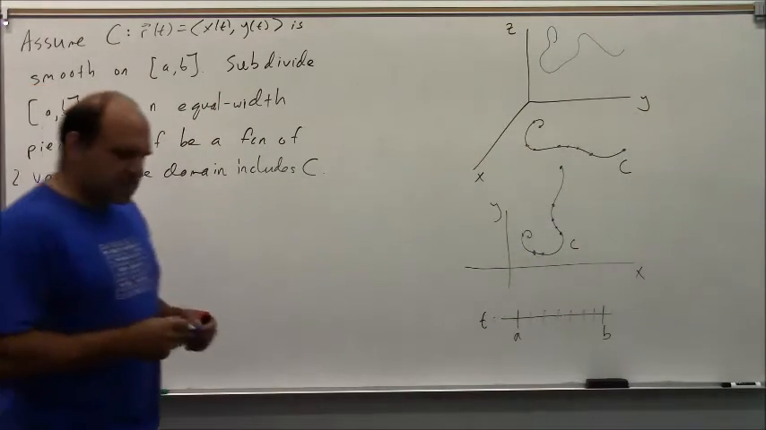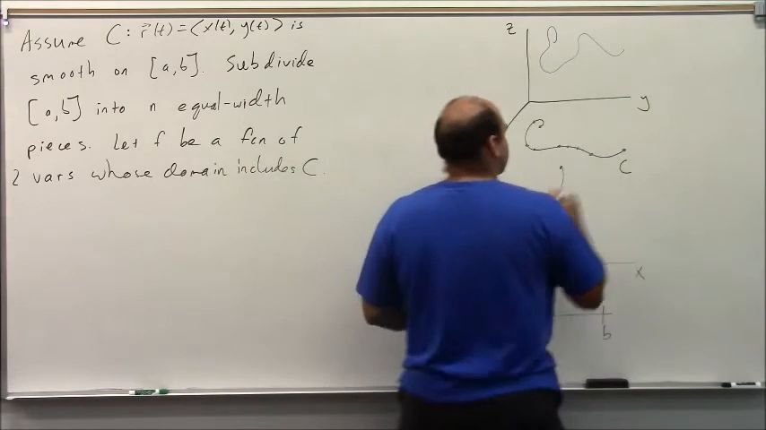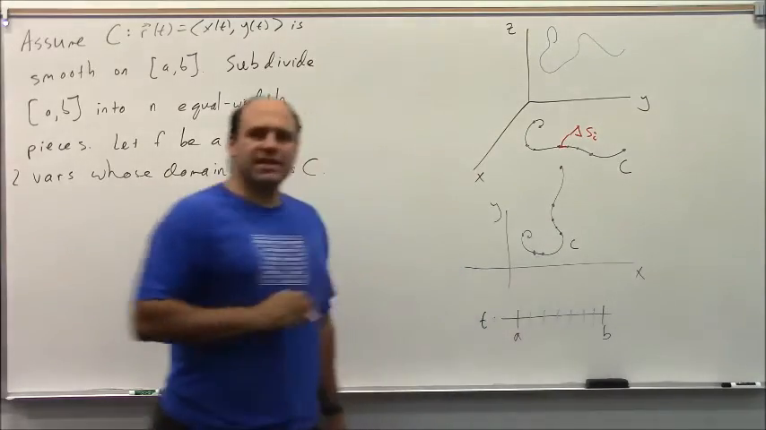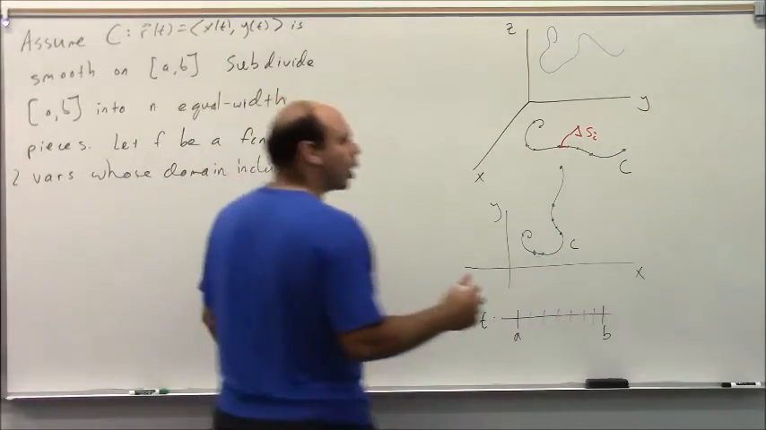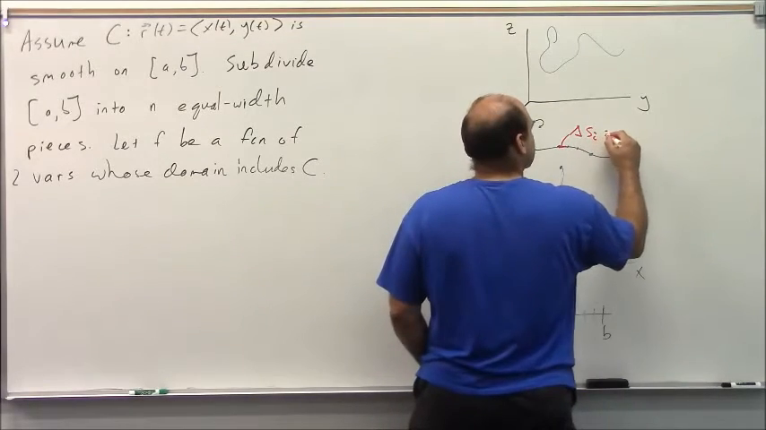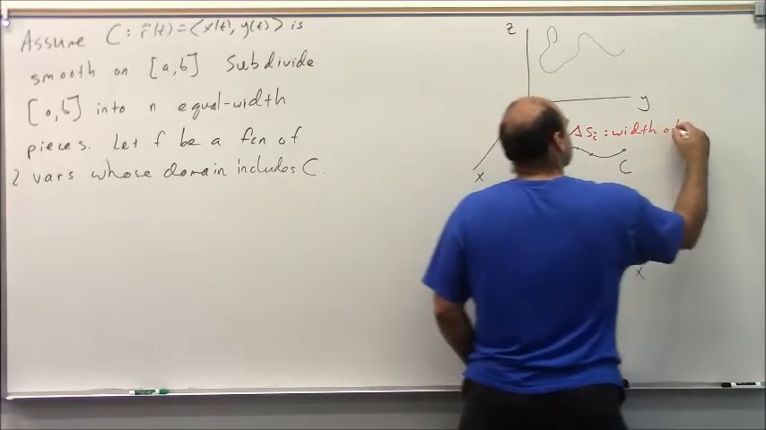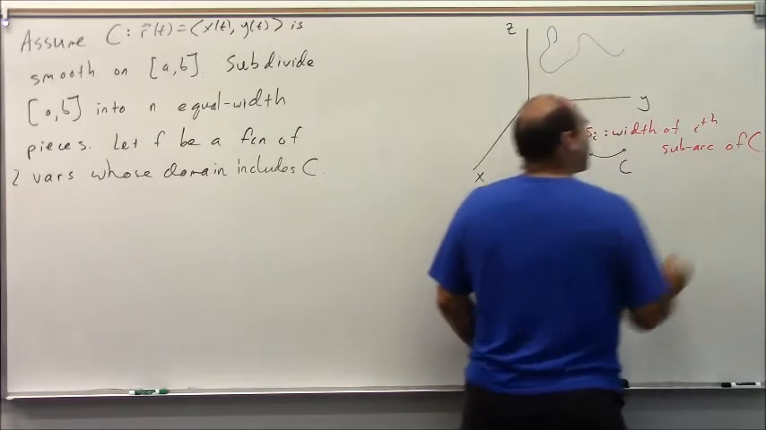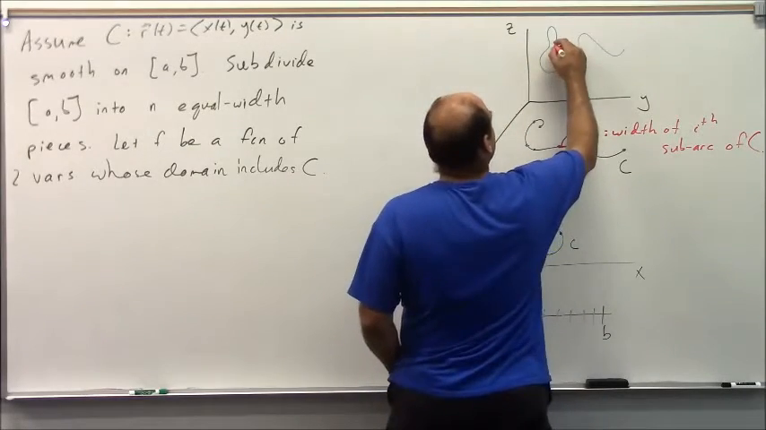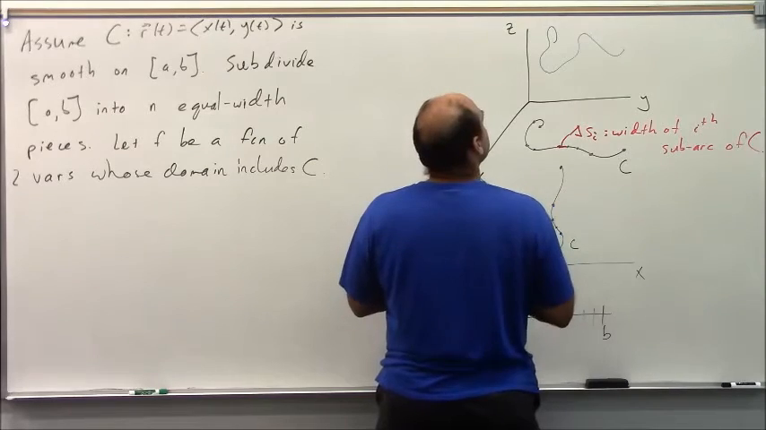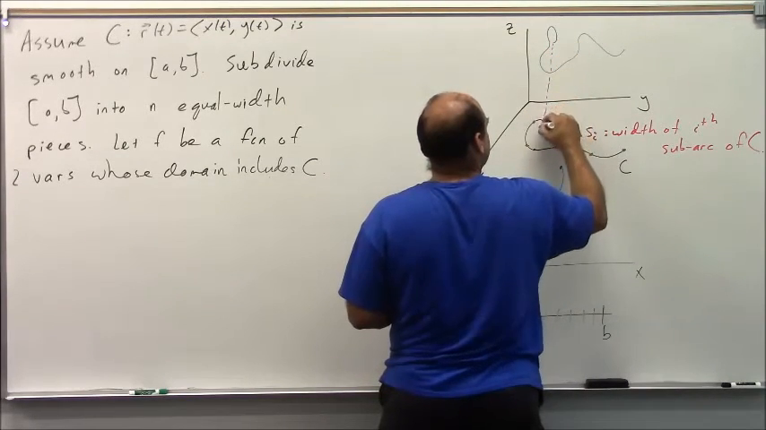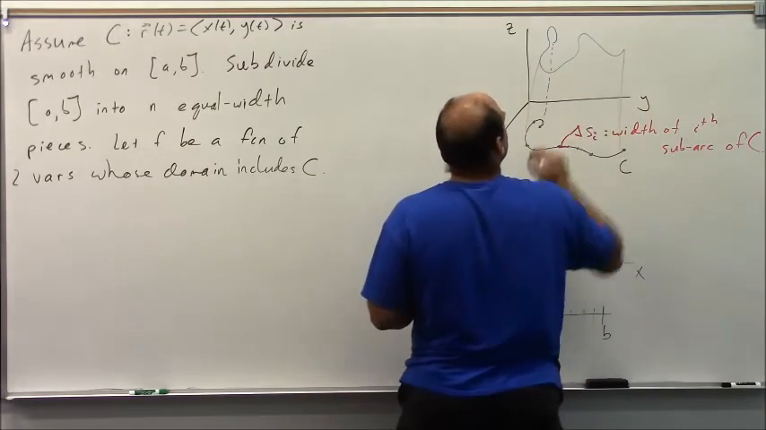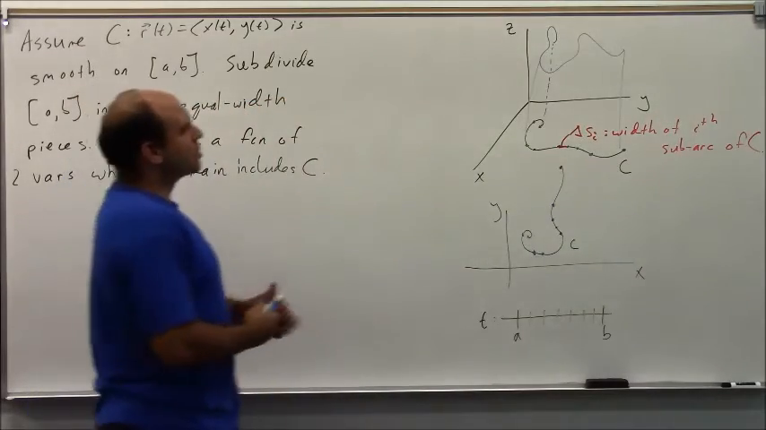All right, each one of those little subdivisions on C has its own width, which I will refer to as delta S sub i. So delta S sub i is the width of the ith subarc of C. And what I would like to do is find the area under the graph of f and above C.